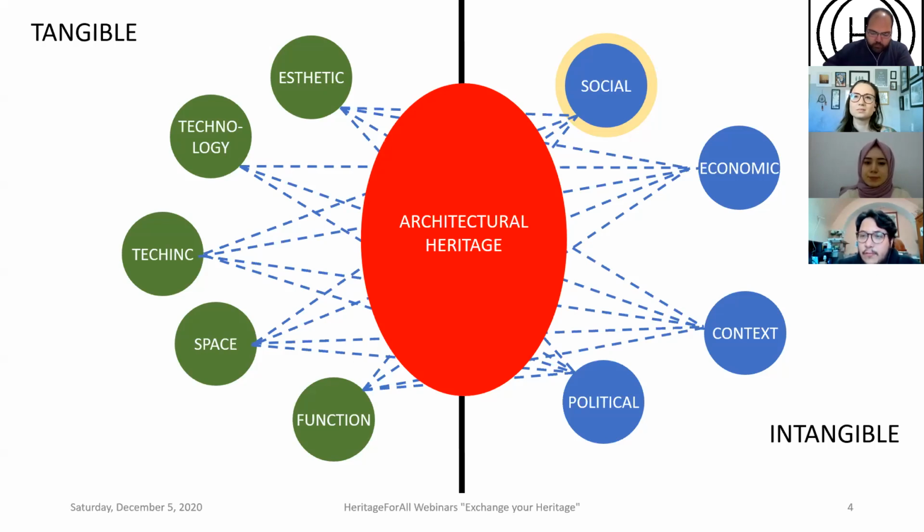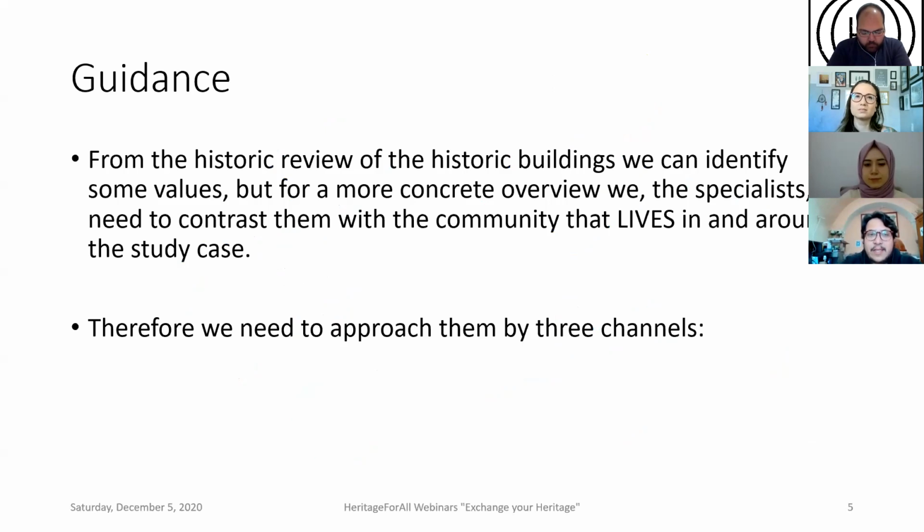But the social value is, I think, the most important part in this intervention, because by how we approach social values in the architectural heritage, we can understand how the people that use this heritage see it, and in that case we can use that information to achieve a more complex and more focused intervention. So therefore, the idea of a guidance is that from the historic review of the buildings, we can identify some values.